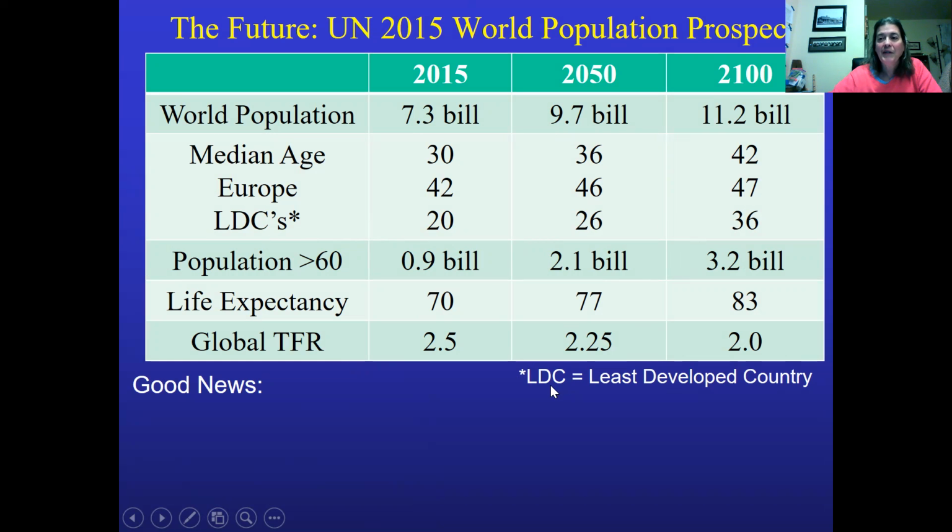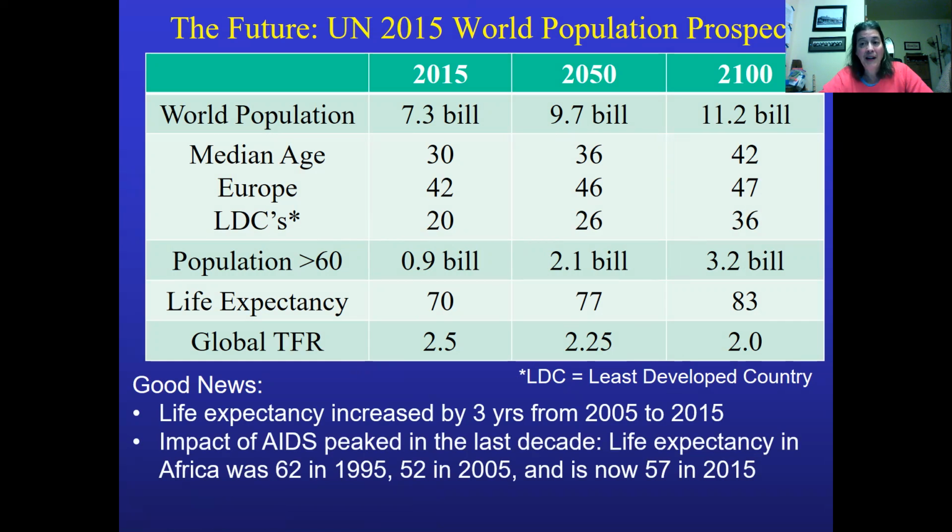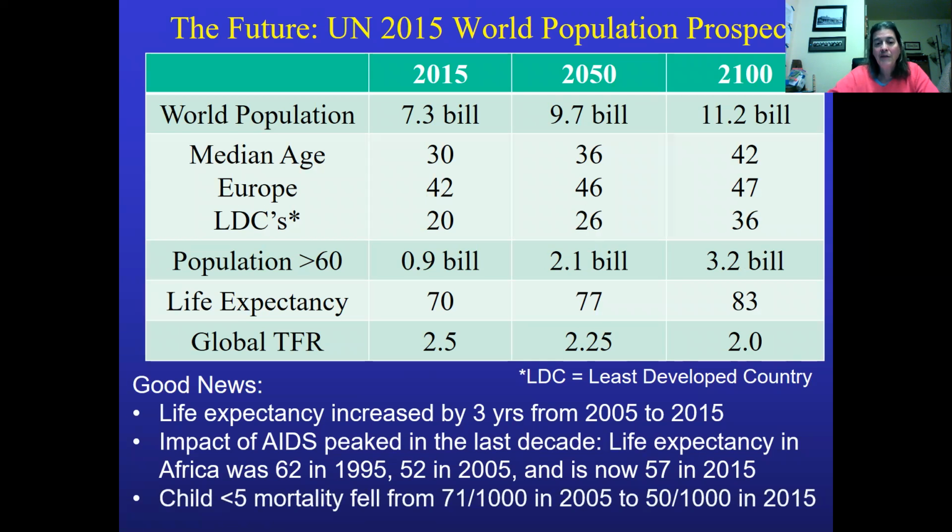And the global fertility rate is going to drop by 2100 down to just replacement level, and that's for the whole world. So, good news: life expectancy increased by 3 years from 2005 to 2015. The impact of AIDS has peaked in the last decade, and then life expectancy, as I mentioned, is on the rebound. And the infant mortality rate, the under-5 child mortality rate, dropped quite a bit from 71 per 1,000 down to 50 per 1,000 in 2015. So in 10 years, that's quite a large drop in child mortality rate.